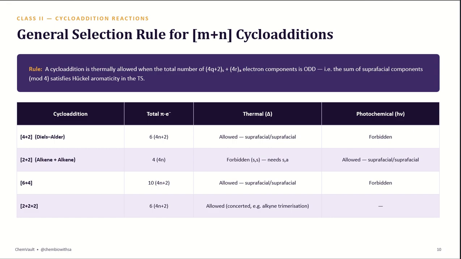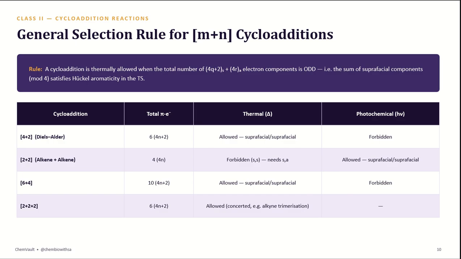Look at the table: 4 plus 2, 6 electrons, thermally allowed, photochemically forbidden. That's your Diels-Alder. 2 plus 2, 4 electrons, thermally forbidden in the simple suprafacial sense. It needs an antarafacial component, but it becomes allowed photochemically, which is exactly why alkene photodimerization works under UV light, but not on heating.